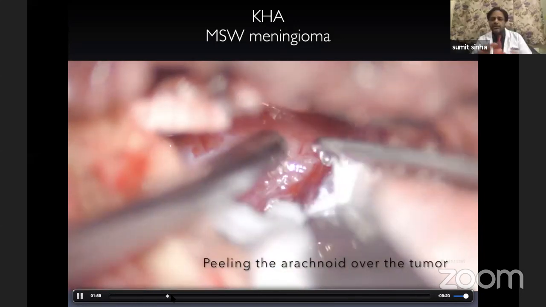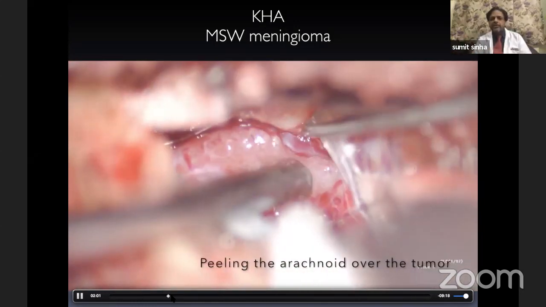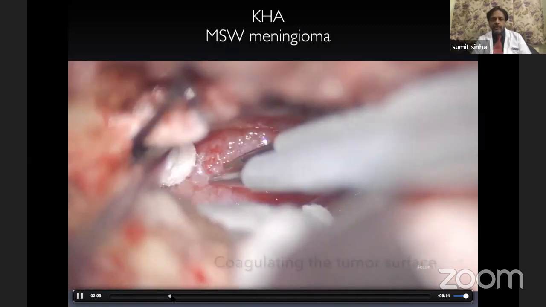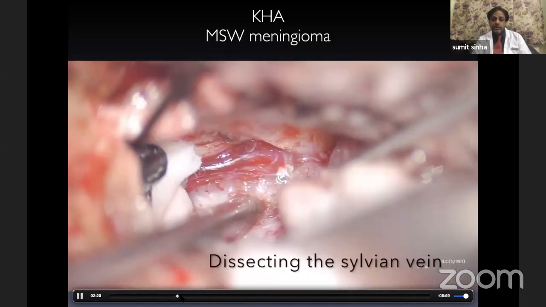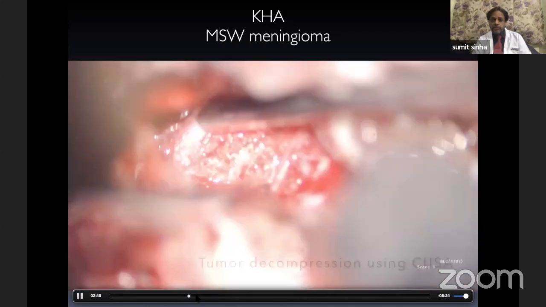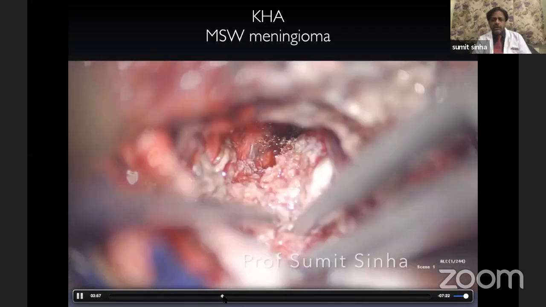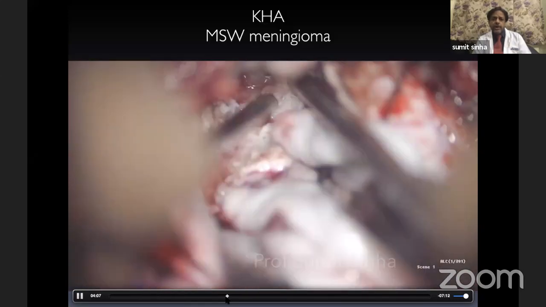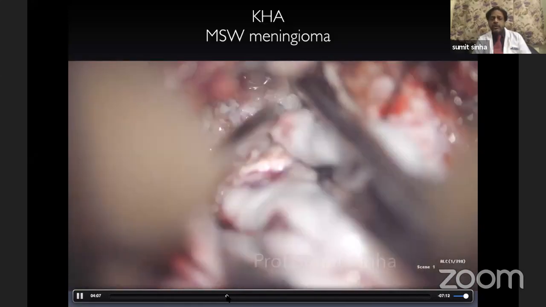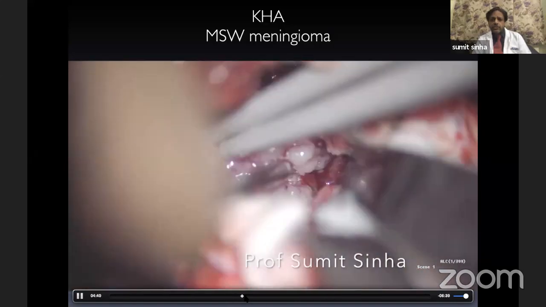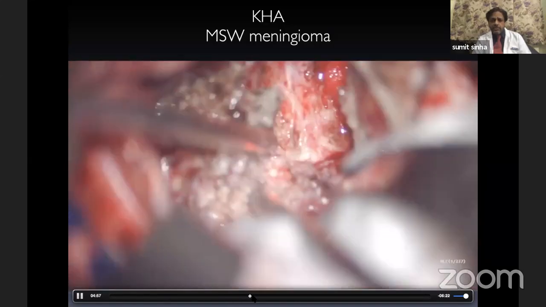And then the entire surgery follows just as simple as a conventional craniotomy: peeling the arachnoid over the tumor, then coagulating the tumor capsule, decompressing the tumor through the CUSA. All these steps are similar, and at no point of time do you need to convert it into a larger craniotomy or feel like you are stuck in a mess.